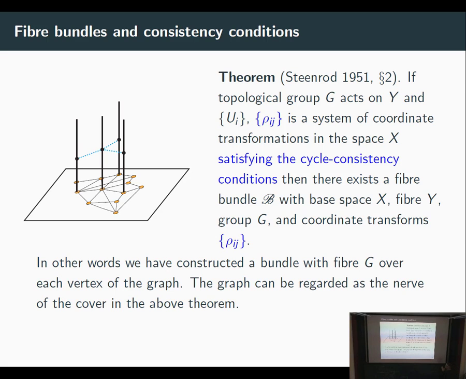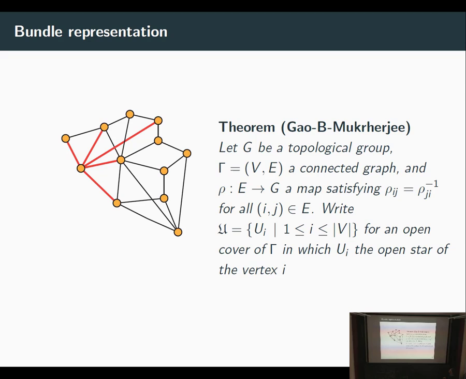Right, so the connection with Steenrod's theorem is quite interesting. Essentially, the graph is the nerve of the cover that creates the bundle, and we've forgotten about the space. We have forgotten about its open cover. All we have is the nerve, but this bundle still survives. I hesitated to say persists, but it still survives. Okay, so the theorem that summarizes these initial considerations can be stated as follows.